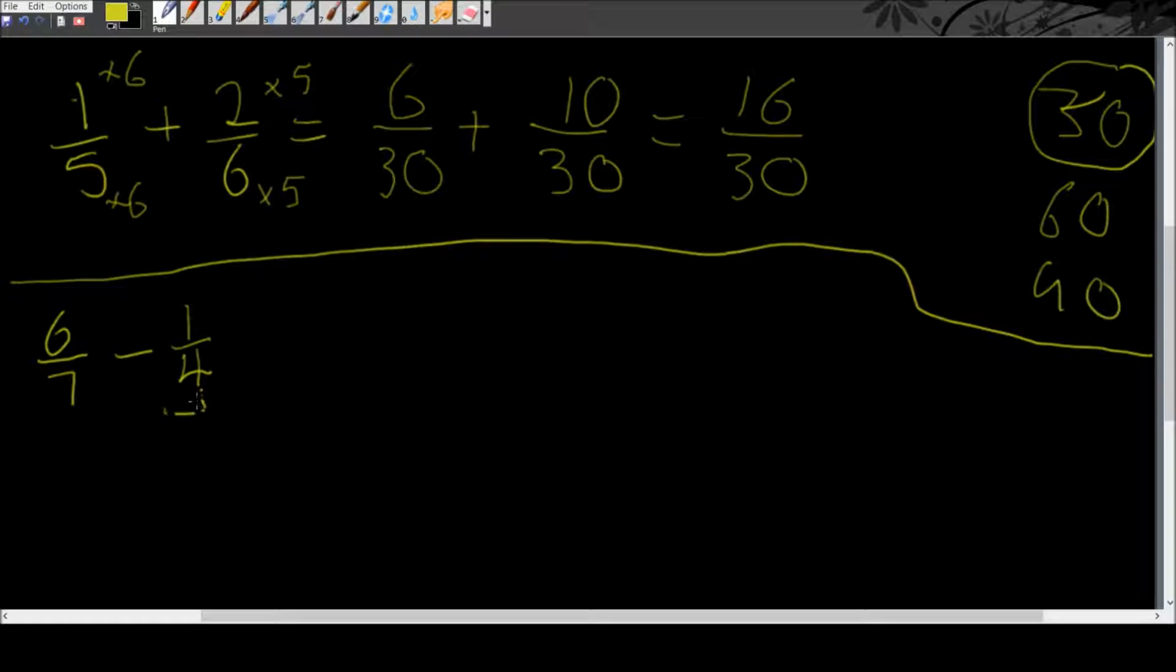Okay. Now again, we need to make a list of numbers that both 7 and 4 go into. Now, what numbers do both 7 and 4 go into? Well, to be honest, we just need to look for the smallest number that both 7 and 4 go into. And I can already say that the smallest number that both 7 and 4 go into is actually 28.